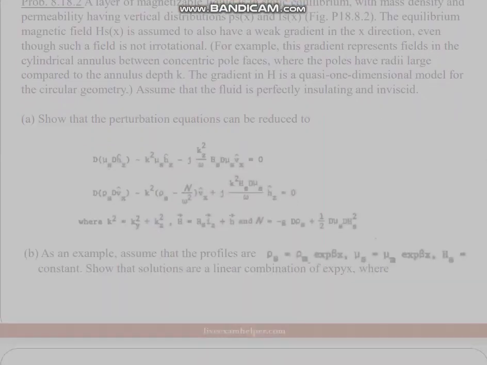Prob 8.18.2. A layer of magnetizable liquid is in static equilibrium, with mass density and permeability having vertical distributions rho_s(x) and mu_s(x), Fig. P8.18.2. The equilibrium magnetic field H_s(x) is assumed to also have a weak gradient in the x direction, even though such a field is not irrotational.